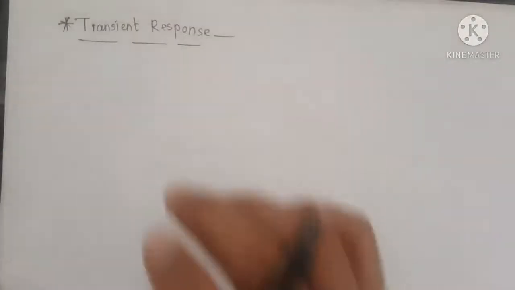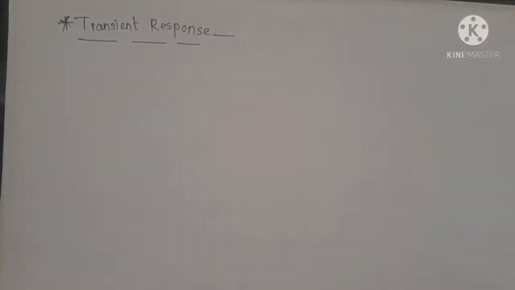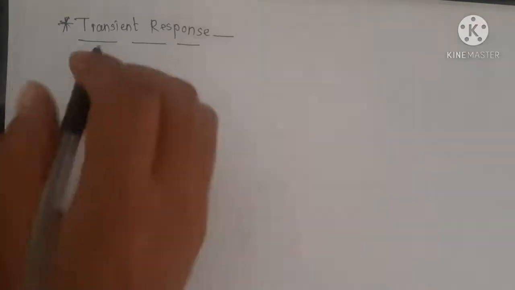So today's topic is transient response. We have already seen in the first lecture there are two types of response, that is steady state response and transient response. We have completed the first response, that is steady state response. In that we have seen the effect of input and type of system on steady state error. Now today we will see the next response, that is transient response. So transient response of the system depends on the order of system.